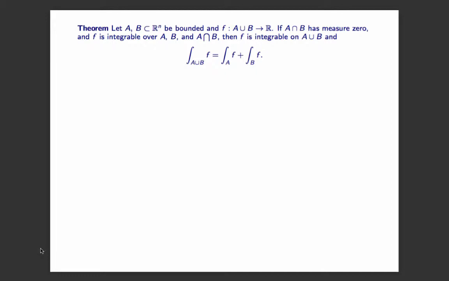Now, let A and B be bounded subsets of Rn, and suppose F is defined on the union of A and B. Now, if the intersection has measure 0, and F is integrable over A, B, and the intersection, then F is integrable on the union of A and B. And furthermore, the integral of F over the union of A and B equals the integral of F over A plus the integral of f over B. Right? We don't have to consider the integral of f over the intersection. Hopefully you see why that's the case, because the intersection has measure 0.